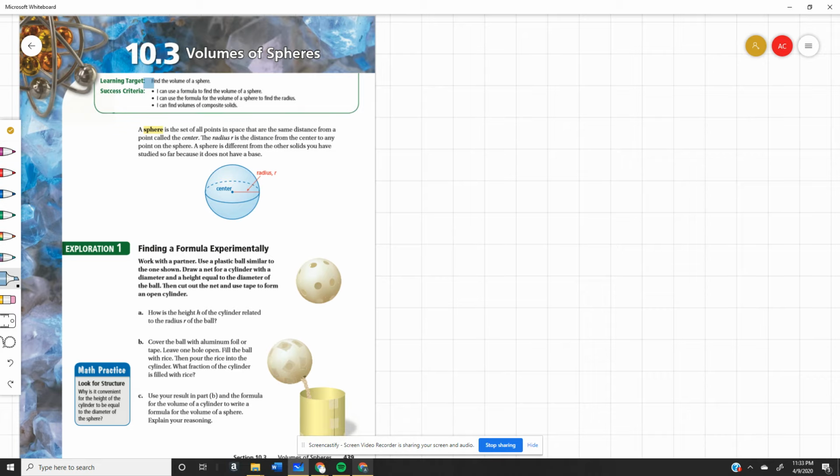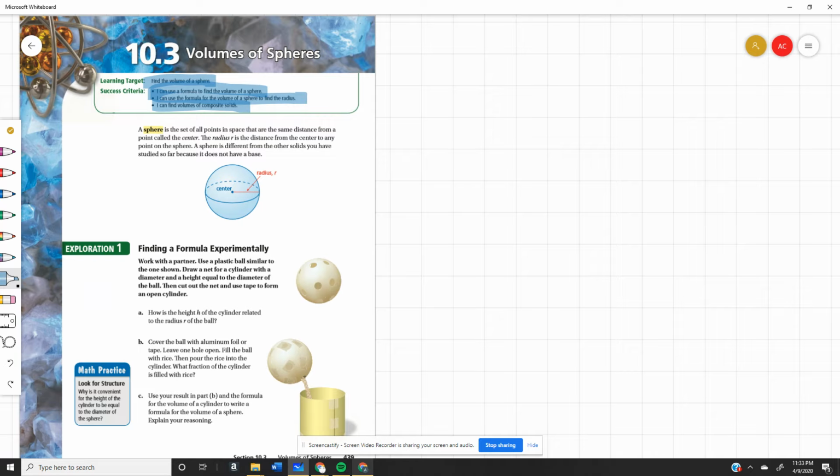All right, so let's talk about our learning target for today. Our learning target is to find the volume of a sphere. Our success criteria will be measured by our ability to use a formula to find the volume of a sphere, use the formula for the volume of a sphere to find the radius, and find the volumes of composite solids. So let's dive right in.